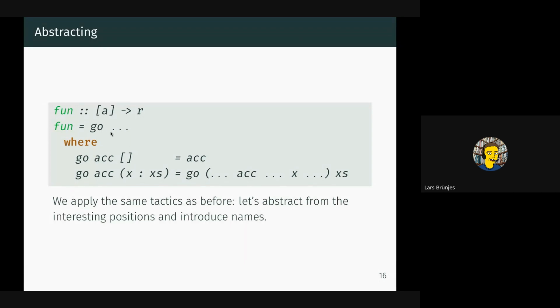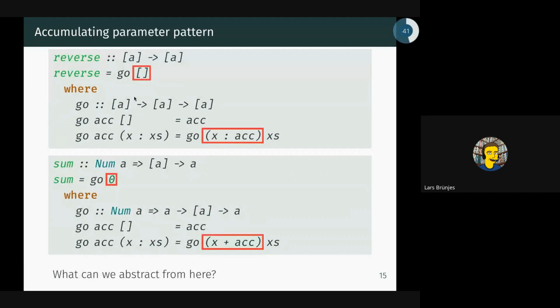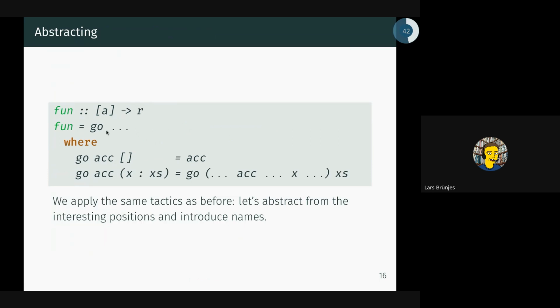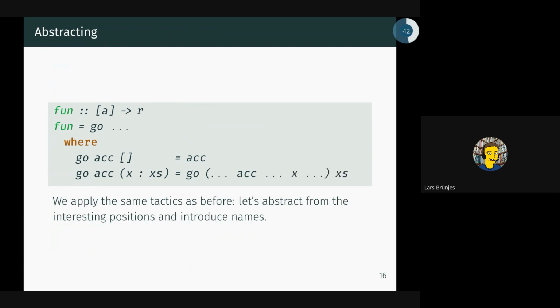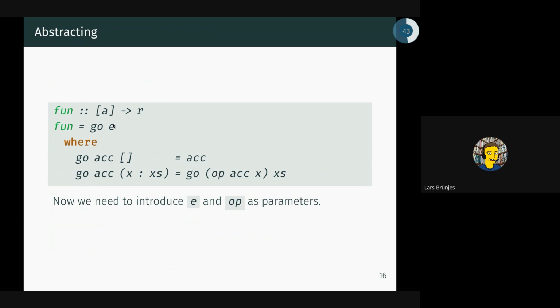So basically, everything that's framed in red here is where these two examples differ. They differ in the initial value of the accumulator and in how we update it. For those interesting spots, we write dots. Then we give names to those. We call the initial value of the accumulator E, and the operation we perform on the old value of the accumulator and the head of the list, op.